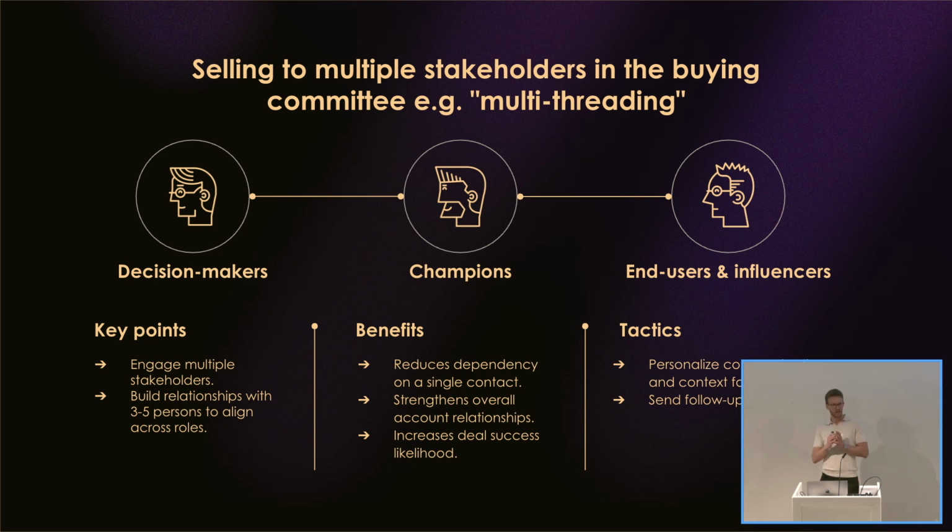So in the bigger motions, we also deal with multiple people in the buying committee, and typically the bigger the deal size, the longer the cycle, the more people you have to target in your motions. And we also call this multi-threading, because you have multiple threads of communication with different people in the buying committee.